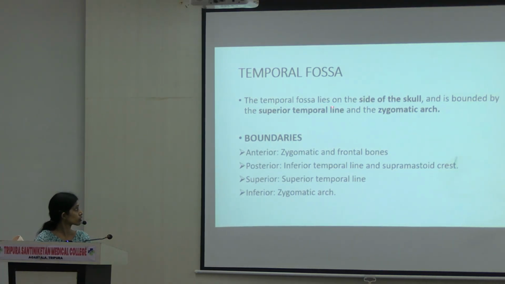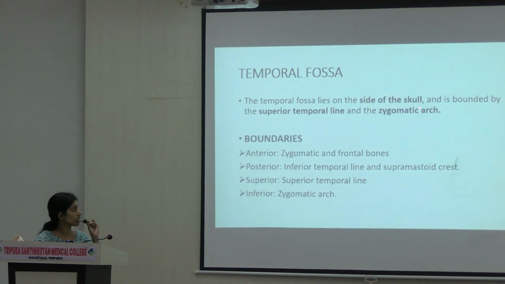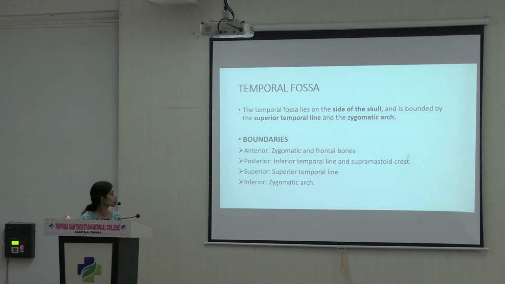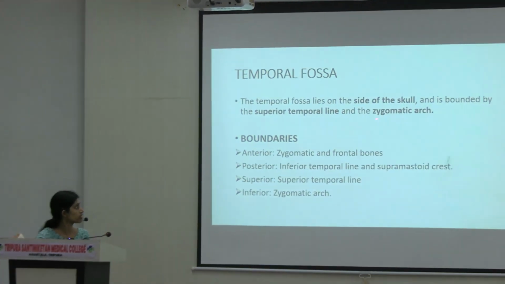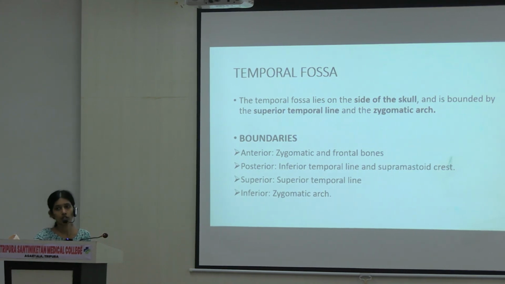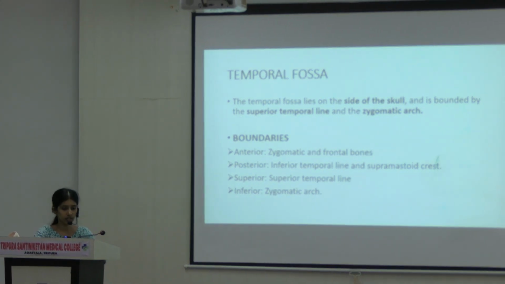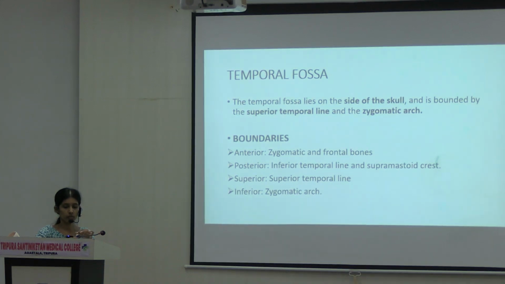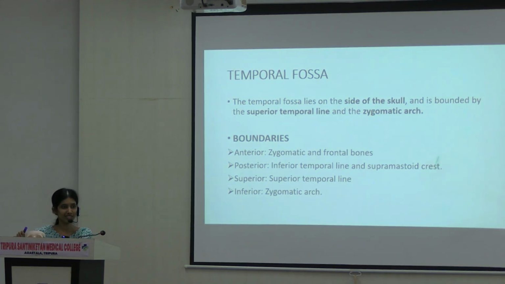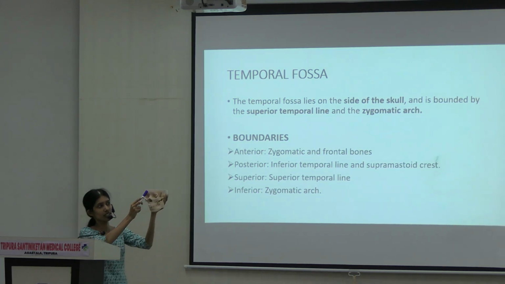The temporal fossa lies on the side of the skull and is bounded by the superior temporal line and the zygomatic arch. Osteology of skull is finished, right? Can you identify the features in the skull now? No? Okay, nice. So what is this bone called?